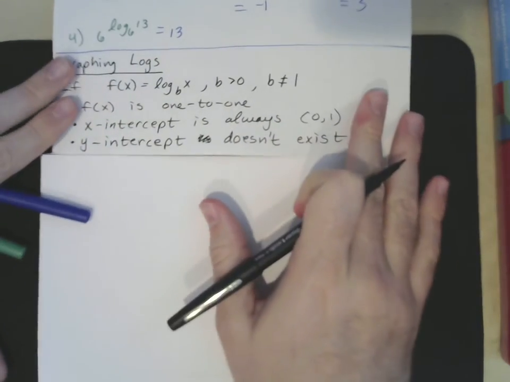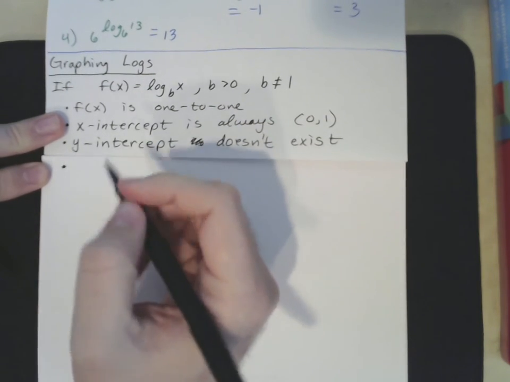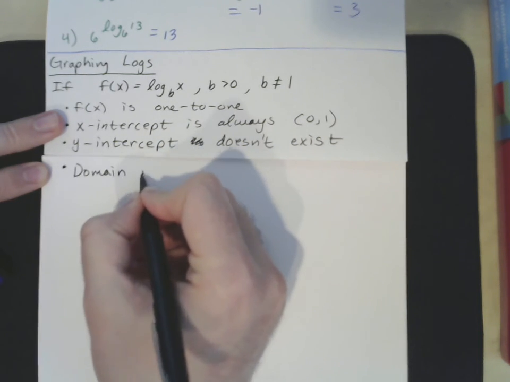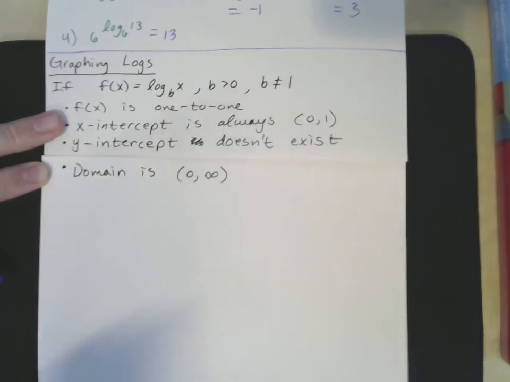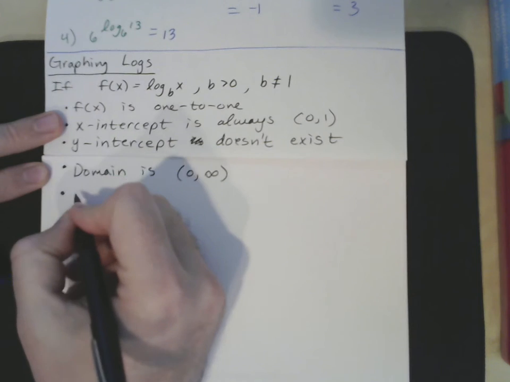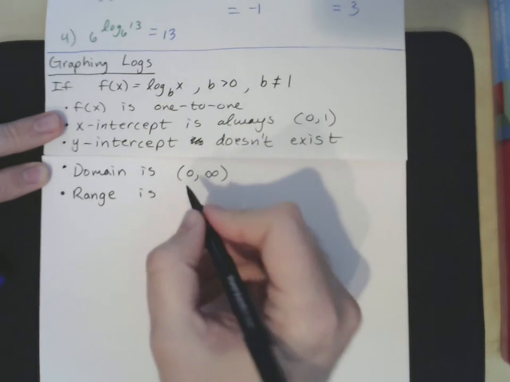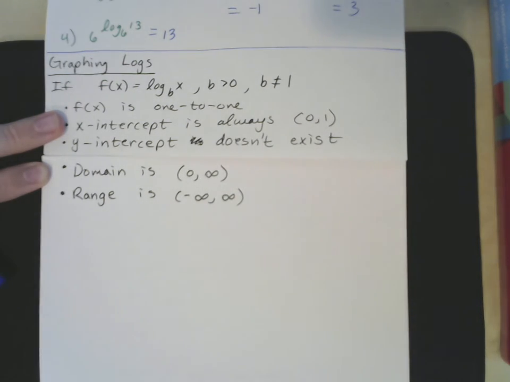Our domain is 0 to infinity, so we don't plug in negatives into a logarithm. And our range is negative infinity to infinity. So even though we don't plug everything in, we still get all real numbers when we get our answer to logarithms.